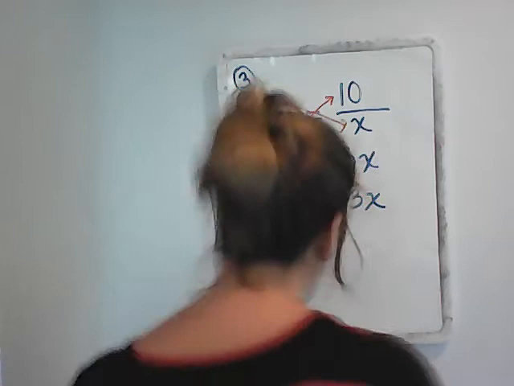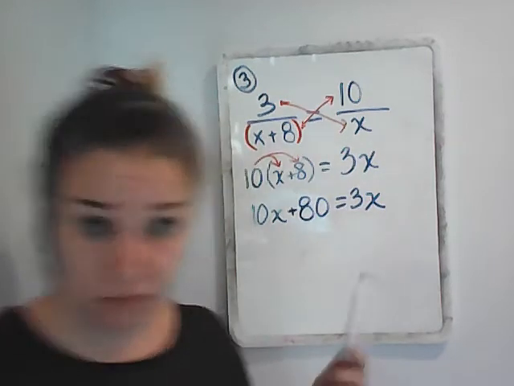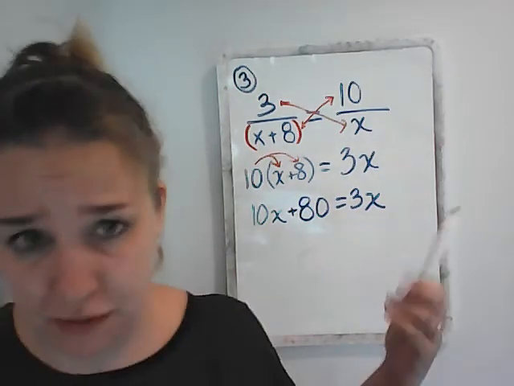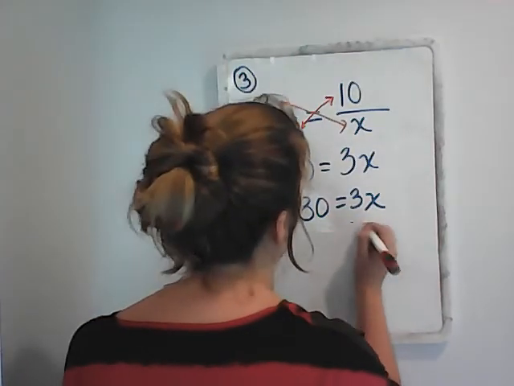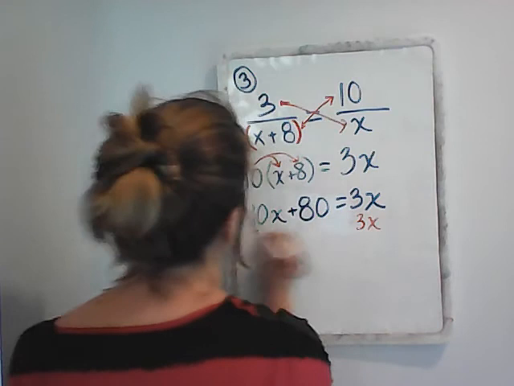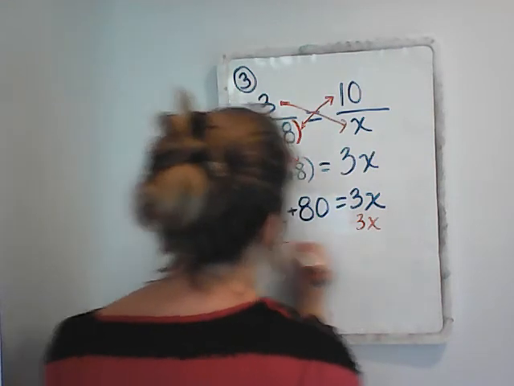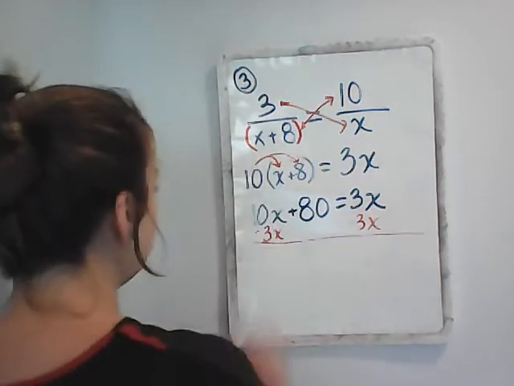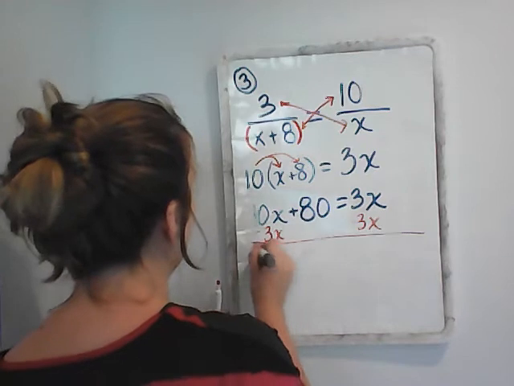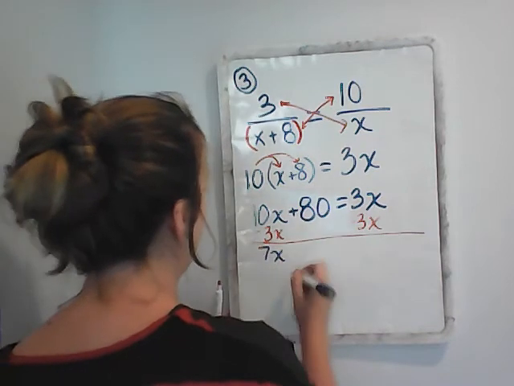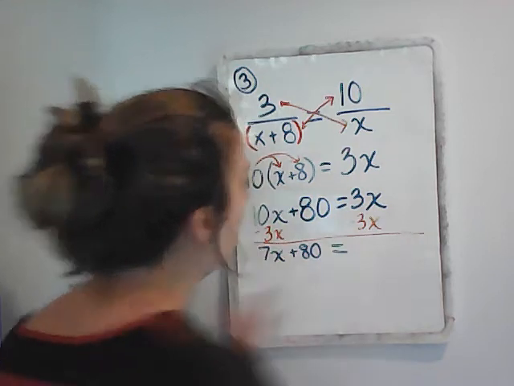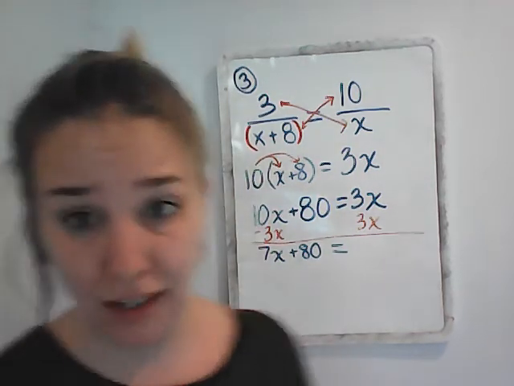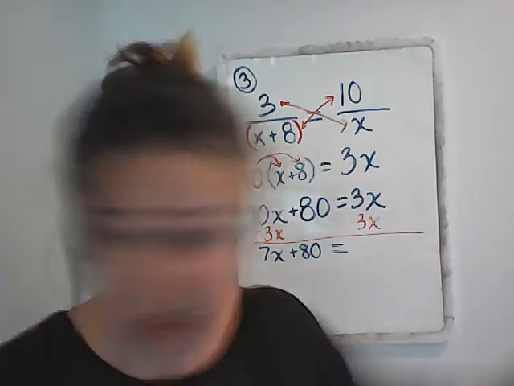All right. Now there are no like terms to combine, so I'm going to focus on getting my x terms to the left. So I'm going to subtract 3x from both sides. And I chose to do this particular problem because something kind of weird happens. 10x minus 3x is 7x. 80 was never touched. Equal sign comes down. 3x minus 3x is nothing. That's why we did it. We got it off of that side.